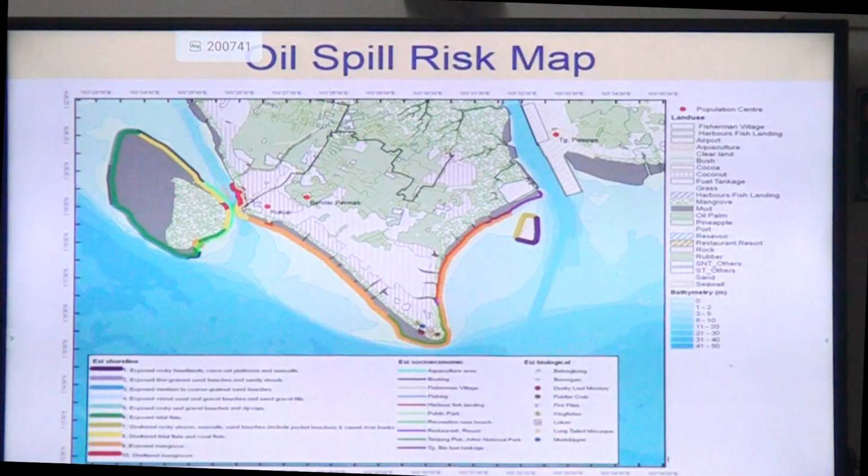Can you see? There are different types of landings that have just been mentioned, like fisherman village, harbor fish landing, the nearest airport, and the different types of activities happening, like aquaculture, coconut, fishing activities, oil palm, all those things. Then we map it. This is not an analysis, it is just exposure based.